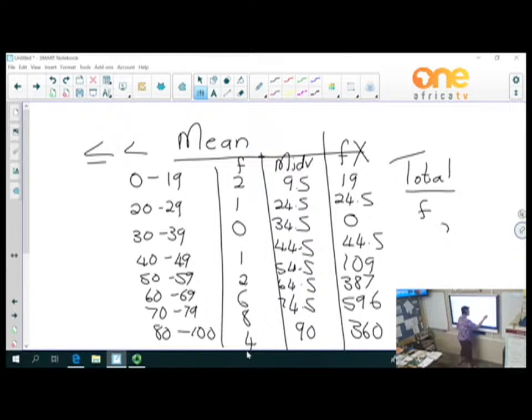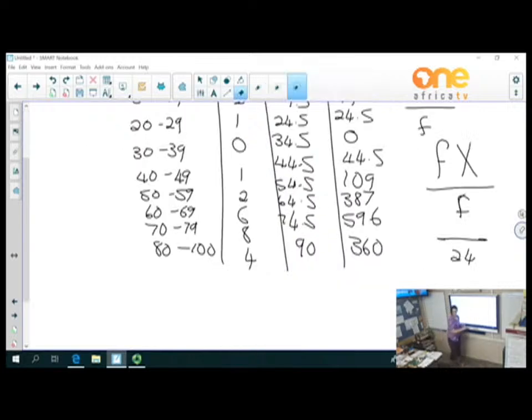So now it's going to become FX divided by F. So now we add this total and we have to get the total here. Come, you add that and I'll add here. Do you agree? 1,540 divided by 24. So 64.2. That was then the average mark for this grade 10 exam, the results that were.